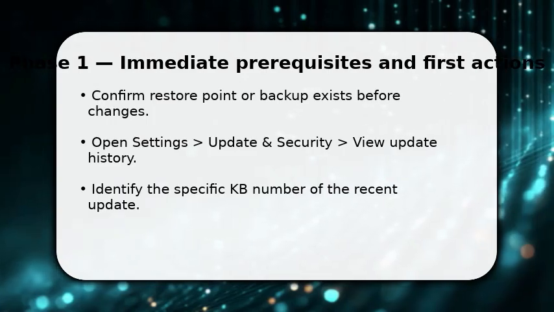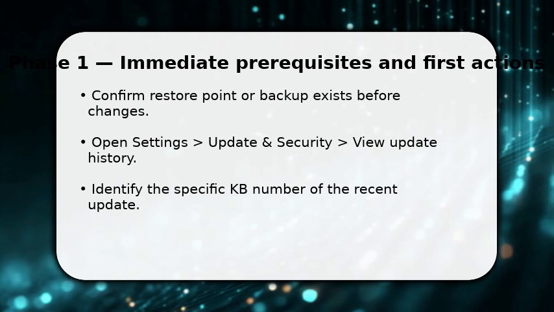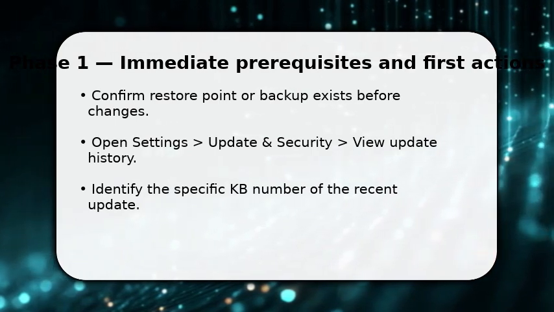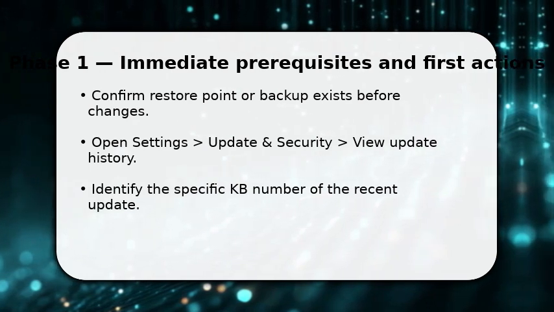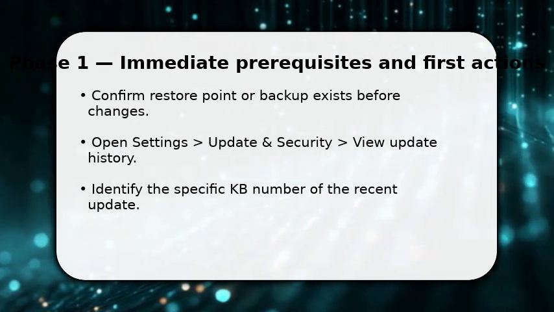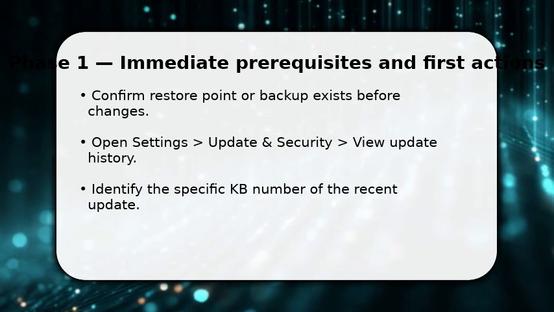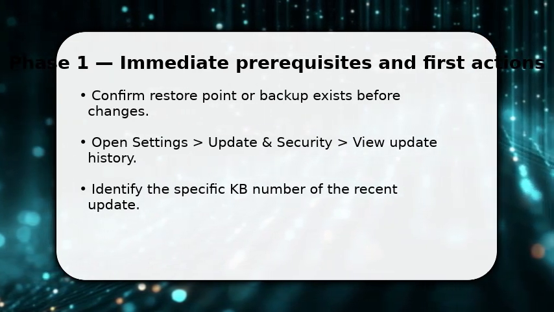You start by confirming a restore point or backup. This protects data if rollback fails. Once done, open Settings, go to Update and Security, and select View Update History to see recent installs. Make sure you note the exact KB number, because you will target it.